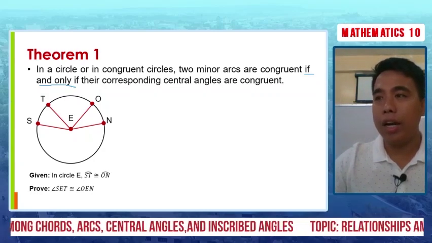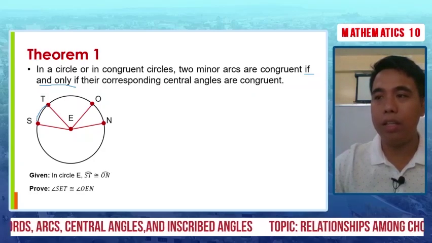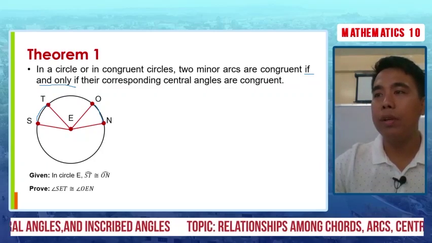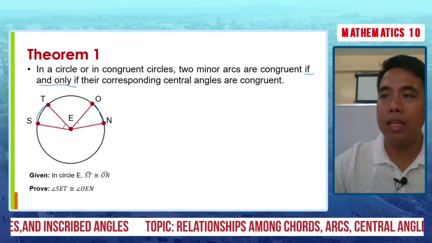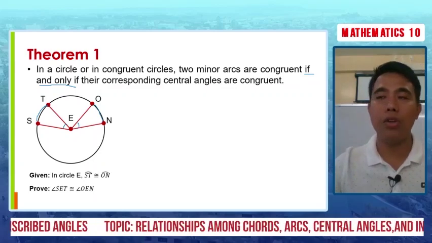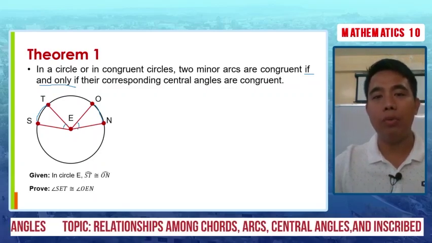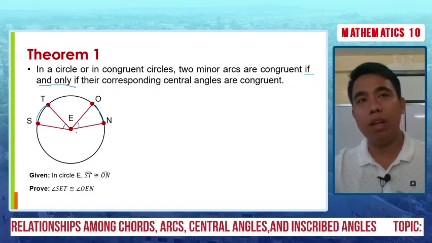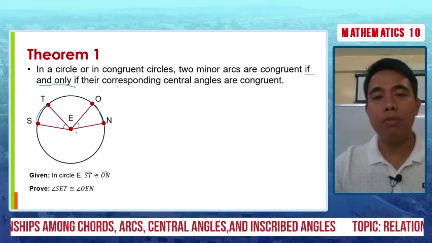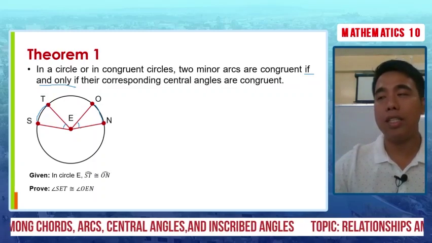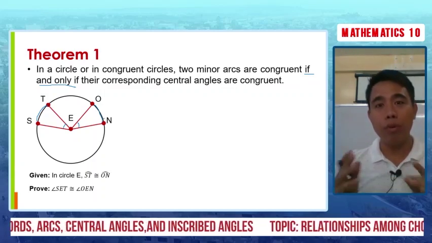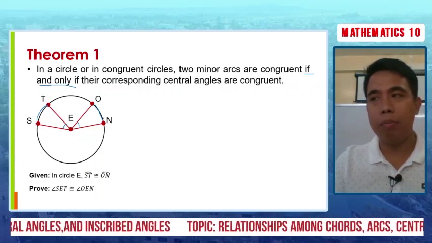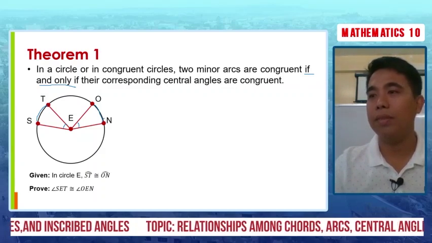Given the arc, when the arc is the given, arc ST is congruent to arc ON, we need to prove that their corresponding central angles are also congruent. And then for the other one, we do the reverse. Given angle SET congruent to angle OEM, we need to prove that their corresponding intercepted arcs are congruent. So we're going to prove one only, and I'll just leave the other proof for you to work on.